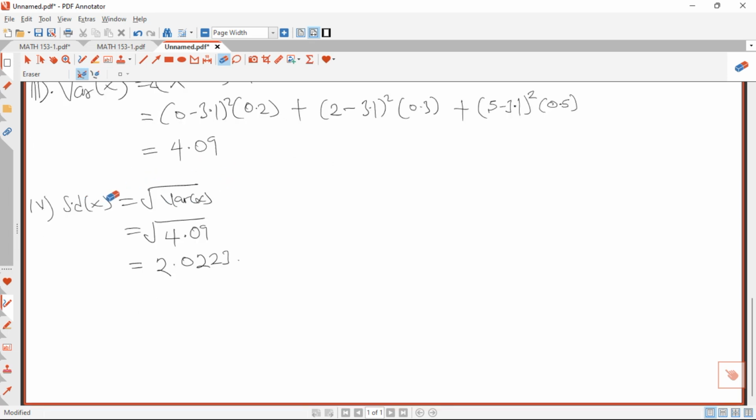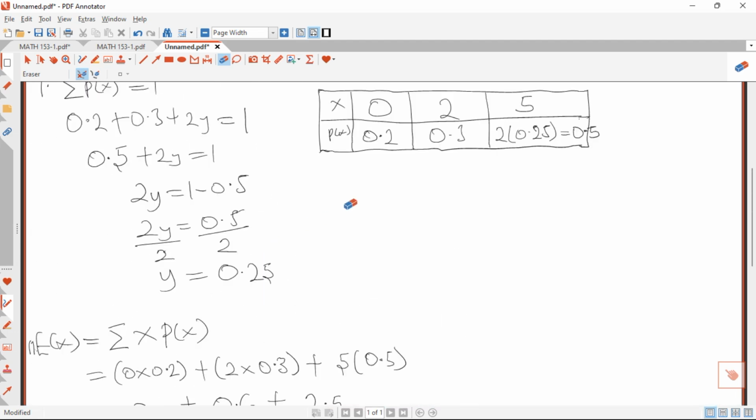If you want the standard deviation, the square root of the variance gives us the standard deviation, which is the square root of 4.09, and we get 2.0223. So that is what we have here.